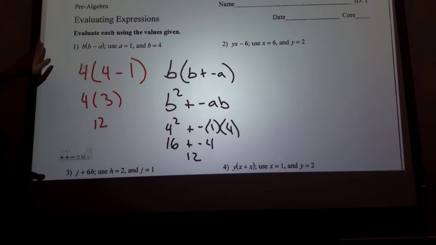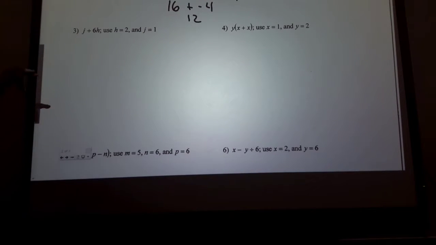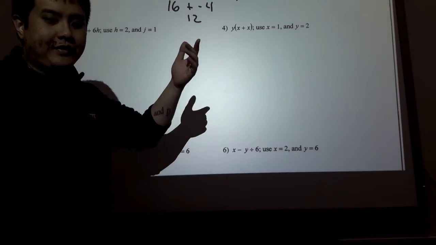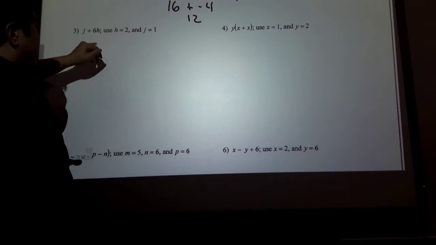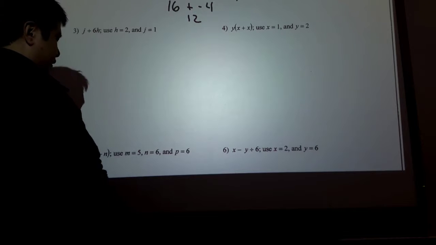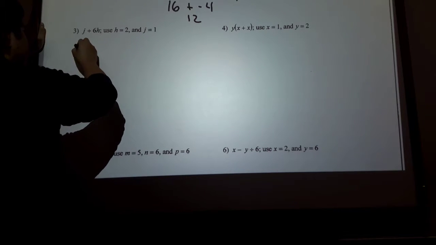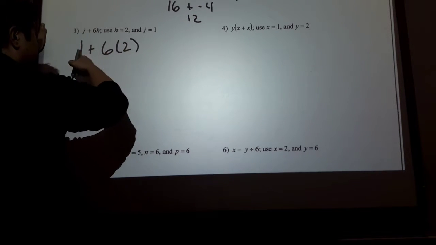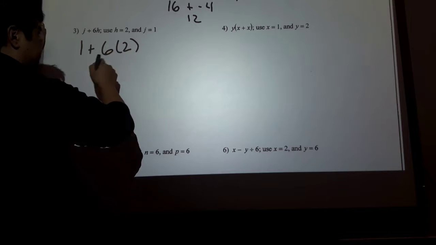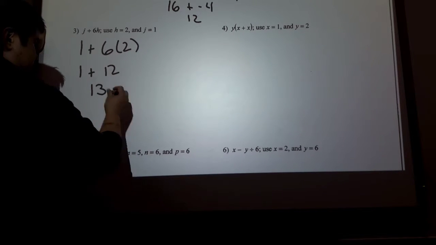So let's take a look at another example. Number 3. Here we have nothing to distribute, nothing to simplify in terms of just the algebraic expression. So we're going to simply plug it in over here. So j is 1, h is 2, so we have 1 plus 6 times 2. We do the 6 times 2 first. 1 plus 12. 1 plus 12 is 13.